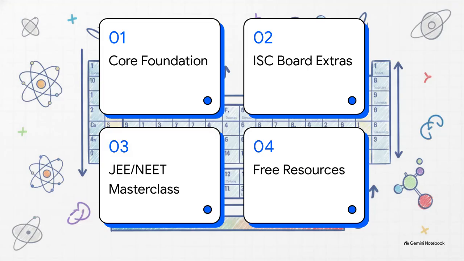Here is our game plan for today. We're covering 4 main areas. 1. The core foundation. 2. ISC board extras. 3. The JEE and NEET Masterclass. And 4. Free resources and next steps. We'll build this up step by step, starting with the CBSE core, pushing into those tricky ISC solubility rules, and finally cracking the advanced formula conversions and inert pair effects. Let's get right into it.